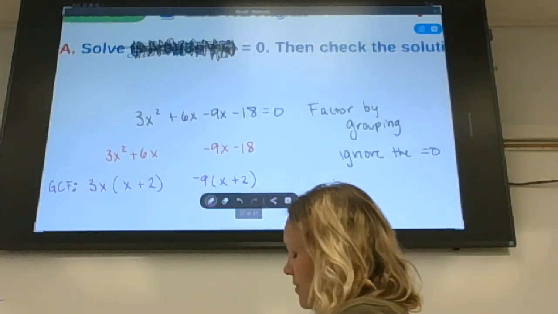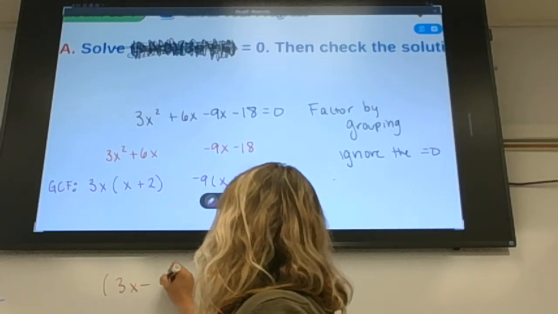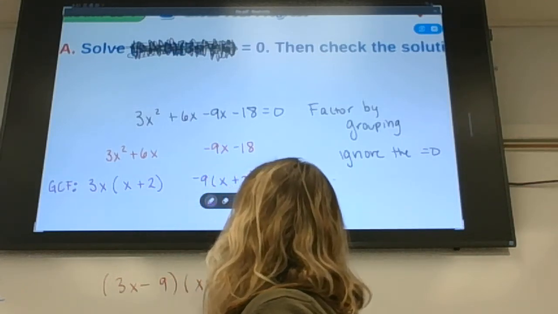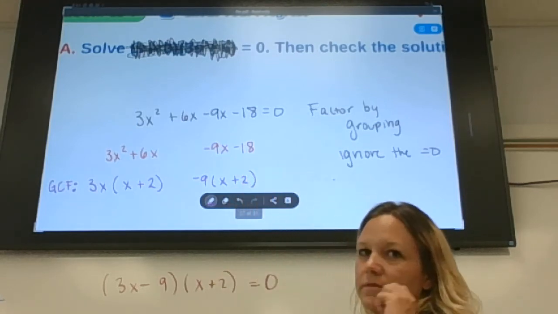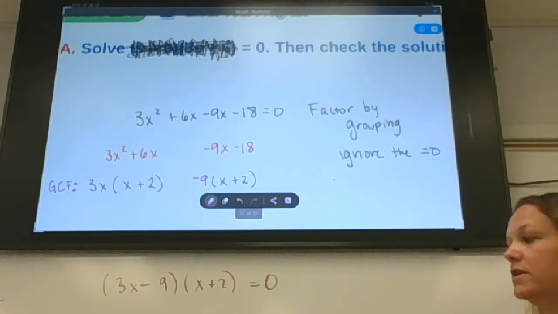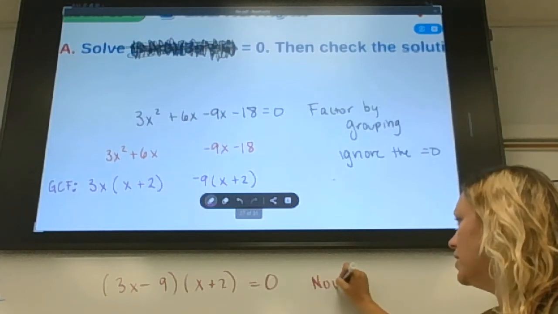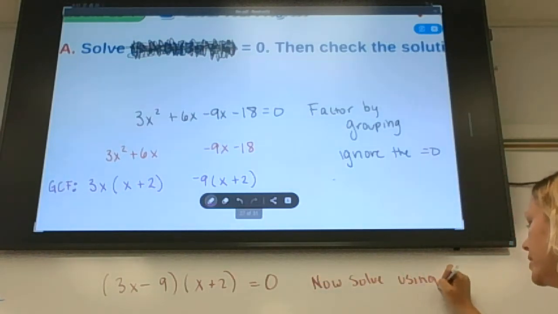So now, put the GCFs together. 3x minus 9 and x plus 2. Right? Okay. So this has been factored successfully. Now solve using the zero product property.